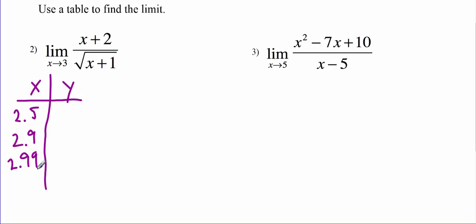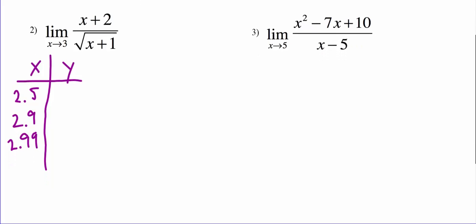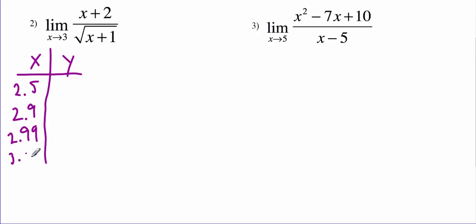2.99, and 3.01, 3.1, and then we'll go 3.5. Again, no magic, just simply numbers that are getting closer and closer to 3 without actually being 3. Now I'm just going to approximate these numbers. We've got 2.41, and yes, I'm using a calculator for this.